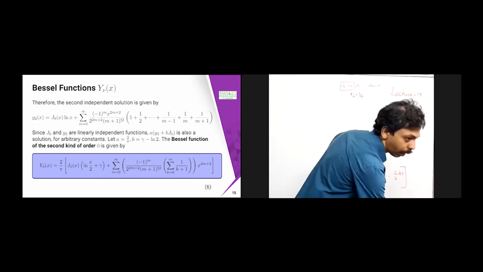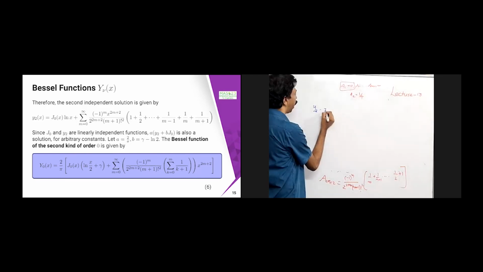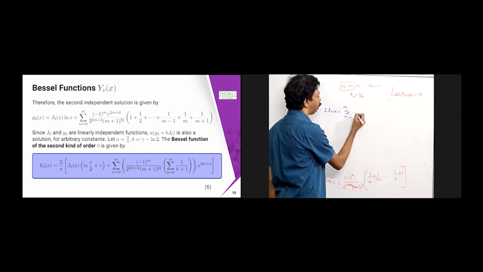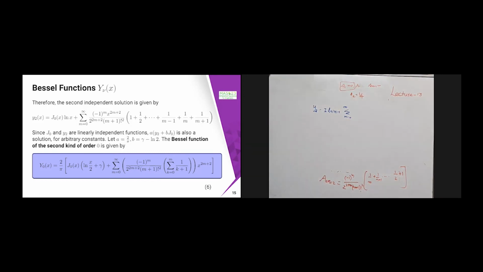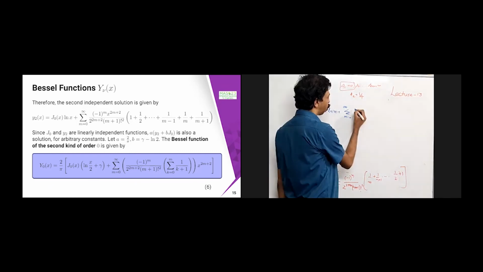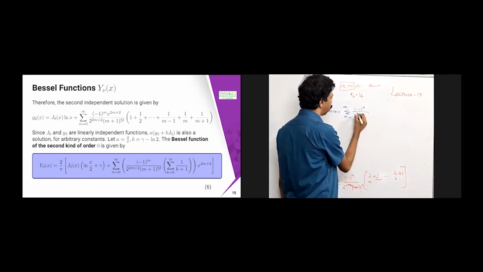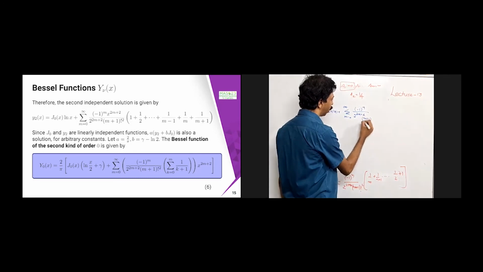So that is going to be my y2, which is equal to J0 into ln x, plus the summation m equal to 0 to infinity. Only the second term, the a to m term we have found, only the a to m plus 2 term is going to be there. The remaining terms we are not going to get. So what you are going to get is minus 1 power m. I am going to replace that 2 by 2 power m plus 2, into m plus 1 factorial whole square.